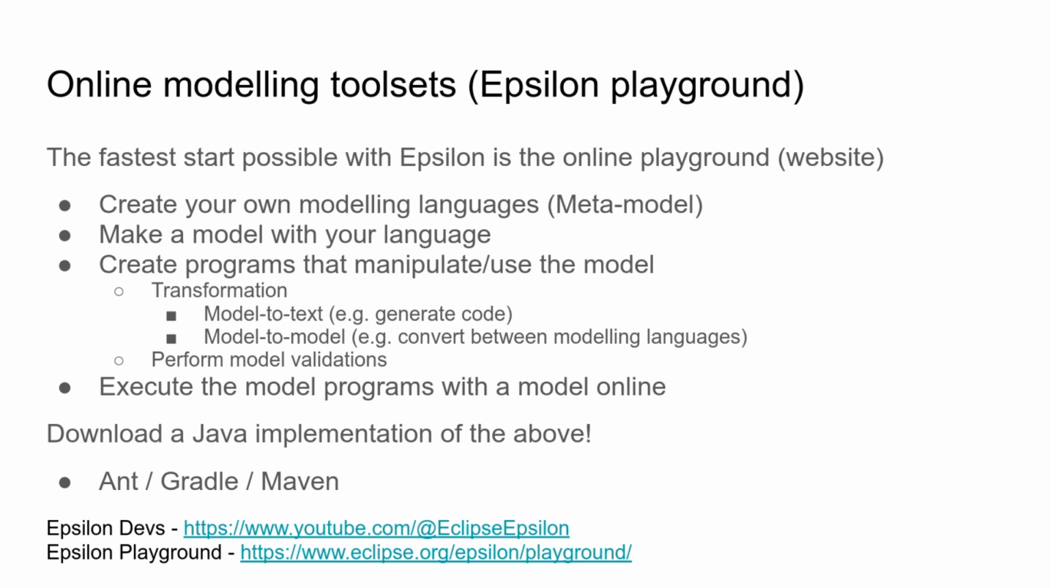Once you've created your modeling language, model, and a program, you can then export it from the playground, and you do that through a download process. You can take it away in Ant, Gradle, Maven, whichever form you require. If you'd like to know more about how to use Epsilon, there's a YouTube channel for the Eclipse Epsilon environment, which will take you through some tutorials and get you started with how to use Epsilon.